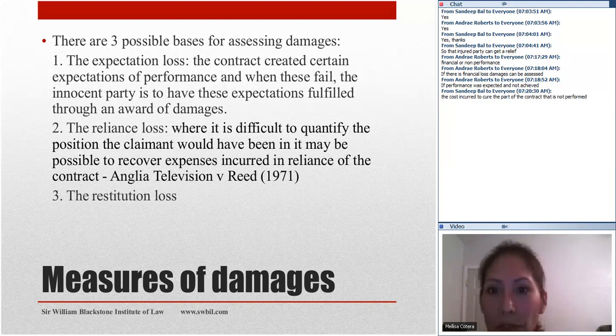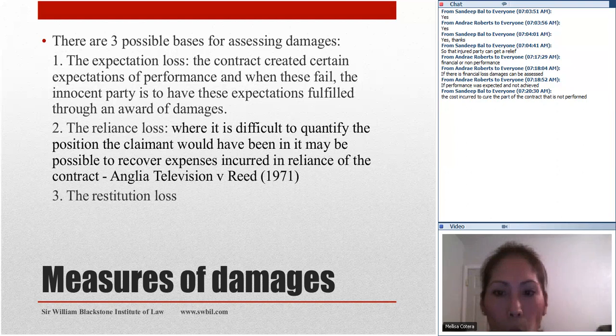Exactly. Thank you, Sandeep. The cost incurred to cure the part of the contract that is not performed. Perfect. Yes, this is the amount of money it would cost to pay someone else to complete the unfinished or defective performance, like Sandeep has said.